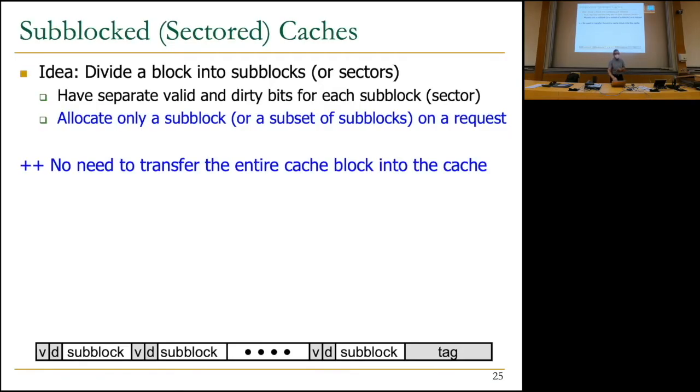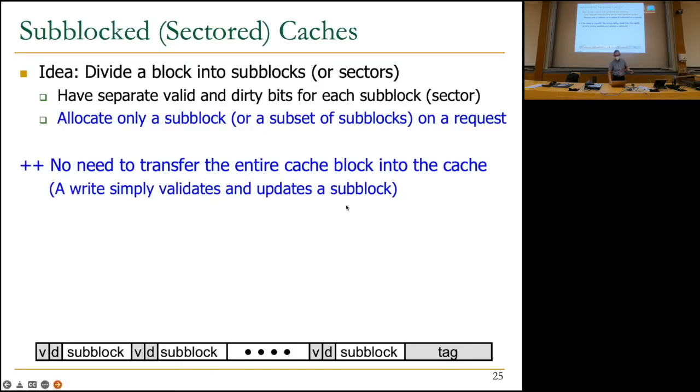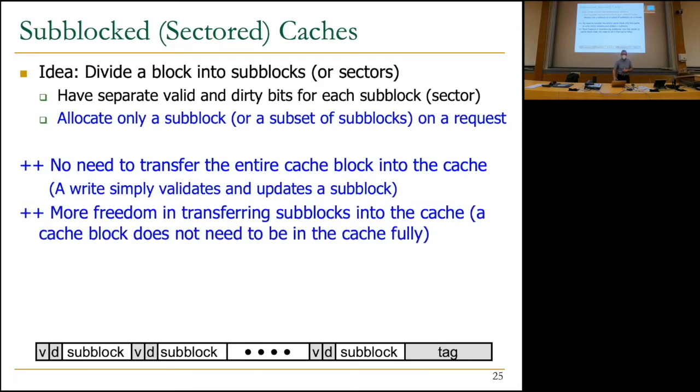So the key takeaway is there's no need to transfer the entire cache block into the cache. You can transfer only portions. Or if you're writing, you can write only to a sub-block. A write simply validates and updates a sub-block. There's no need to transfer anything in the case of a write. Now you have more freedom in transferring the sub-blocks into the cache. A cache block does not need to be in the cache fully. Sub-block 1, sub-block 5, sub-block 13 can be in the cache.